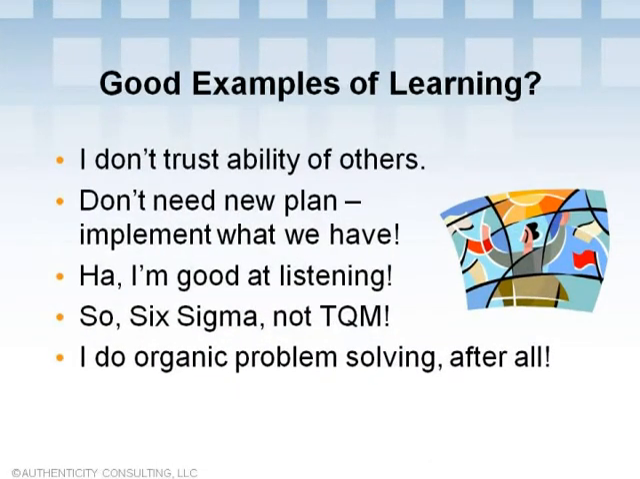Here's some good examples of learning. I don't like to delegate because I don't readily trust the ability of others. That's a good point. Or, so we don't need a new plan. Let's implement the plans we already have. Or, I'm pretty good at this listening thing. Here's an example from a group we did. So, the solution is Six Sigma, not total quality management. I like this one. I take an organic approach to problem solving after all. This linear stuff, it just doesn't meet my nature or my needs.